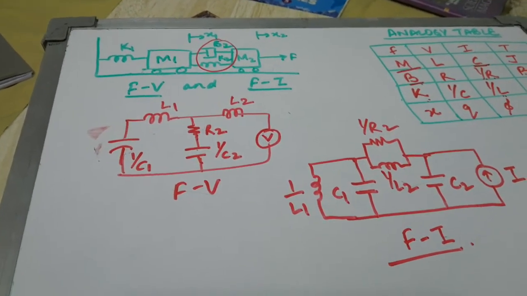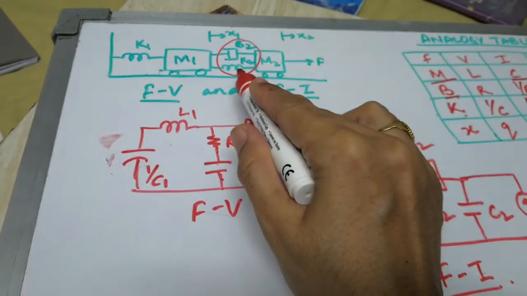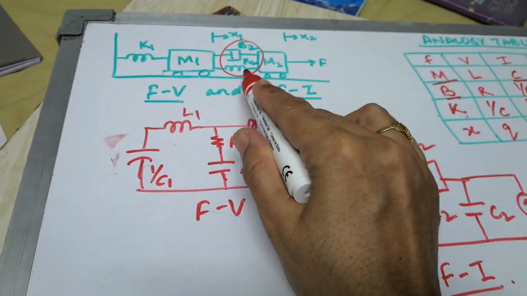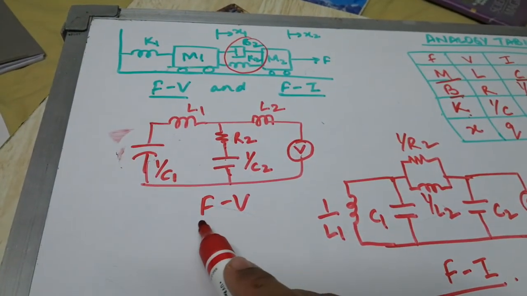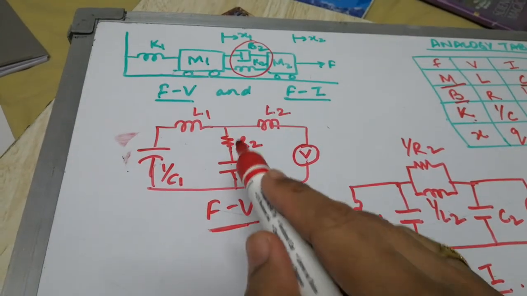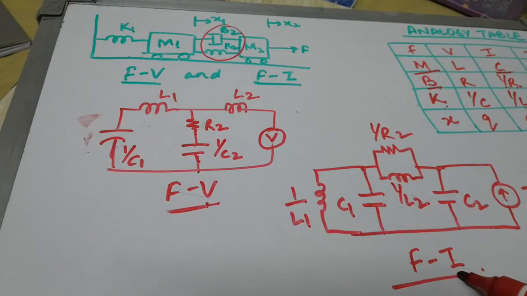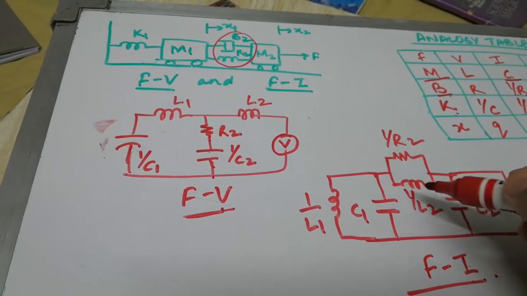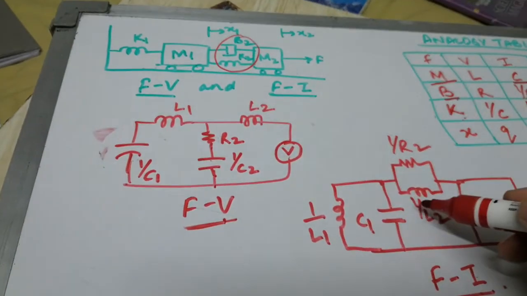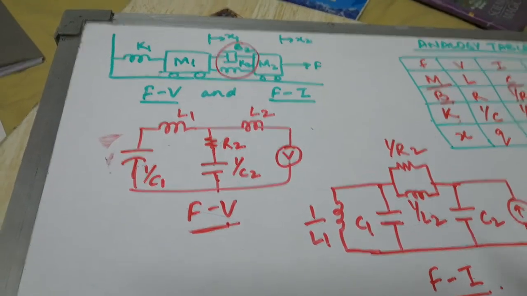Only what you have to remember is, whenever there is a parallel combination of B and K2, when you go for your FV analogy, they should come in series because voltage divides in series, and when we go for the Fi analogy, they should remain as such because current divides in parallel.